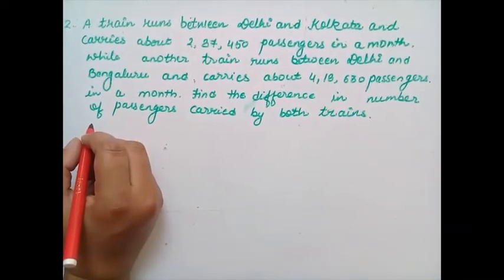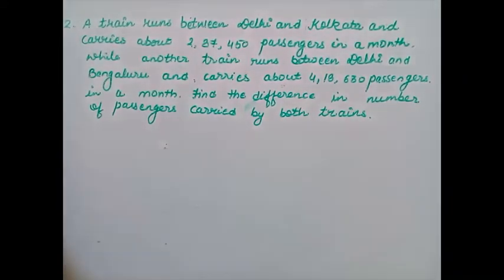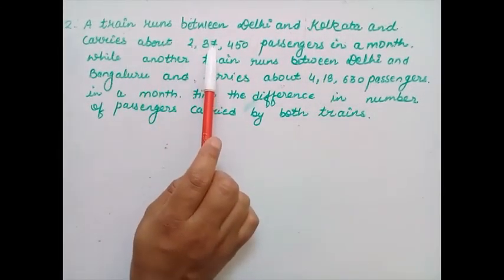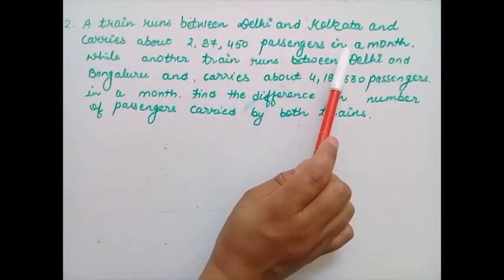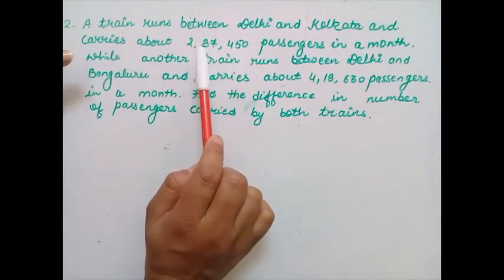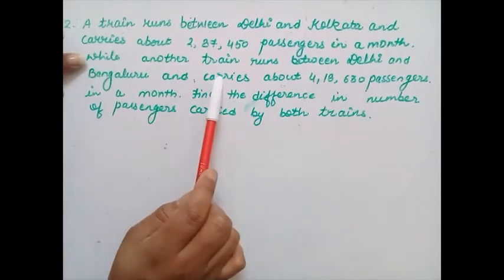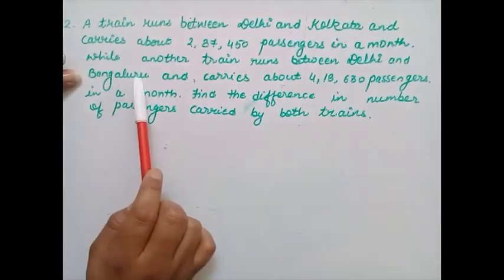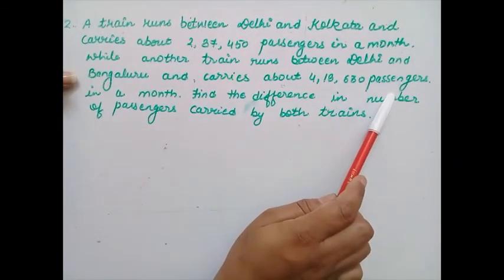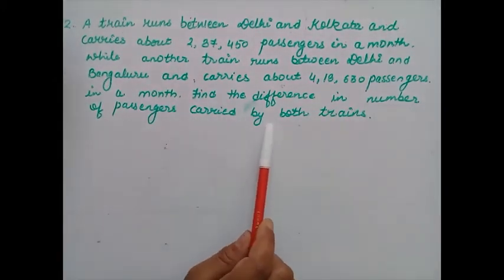Now come to question number 2. It's a word problem and the question is very long, but the solution is small. A train runs between Delhi and Kolkata and carries about 2,87,450 passengers in a month. Okay, it is the data of one train. While another train runs between Delhi and Bengaluru and carries about 4,18,630 passengers in a month. Find the difference in the number of passengers carried by both trains.